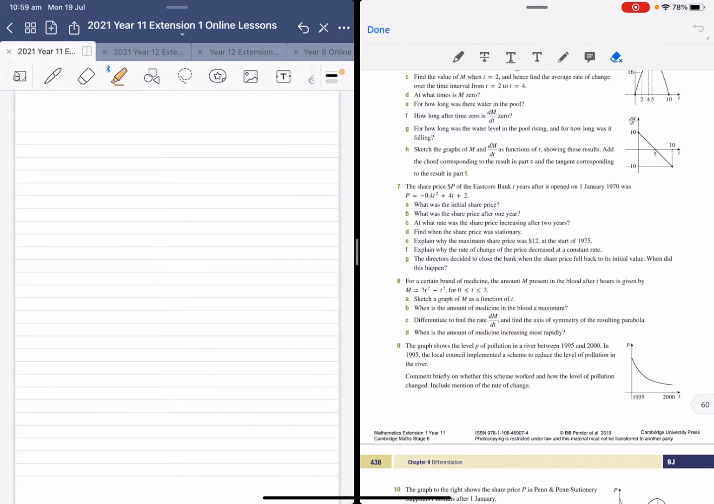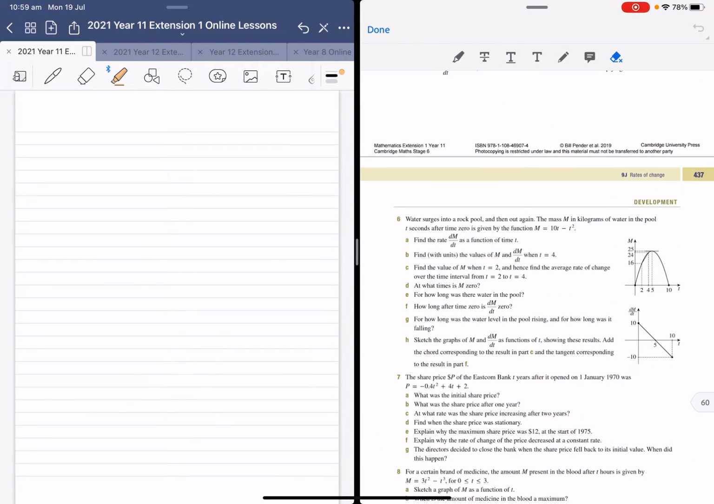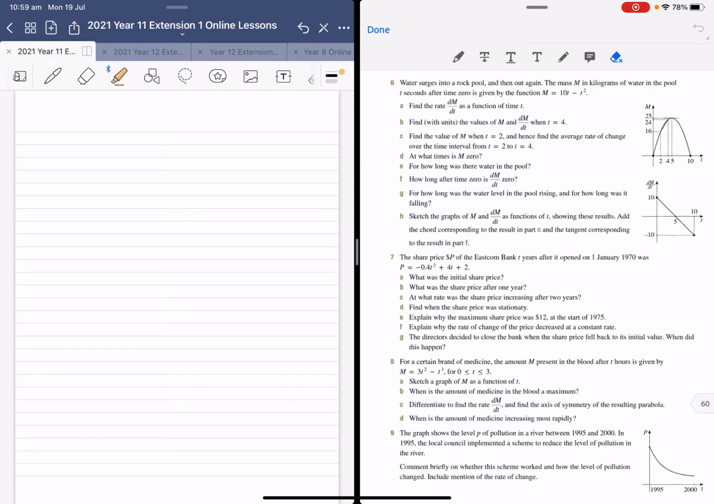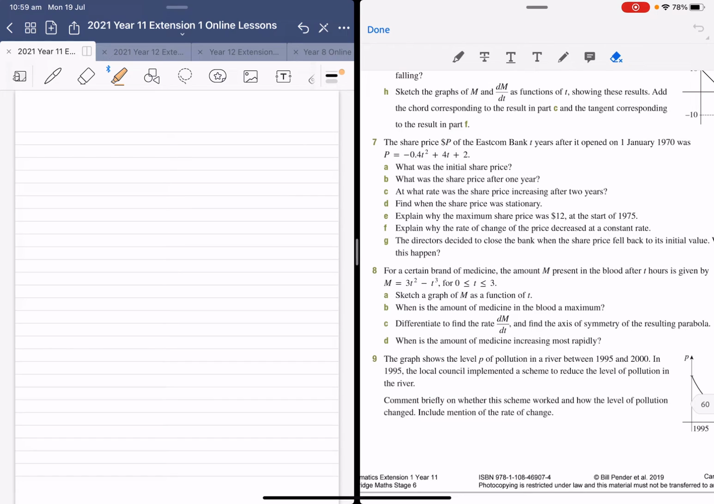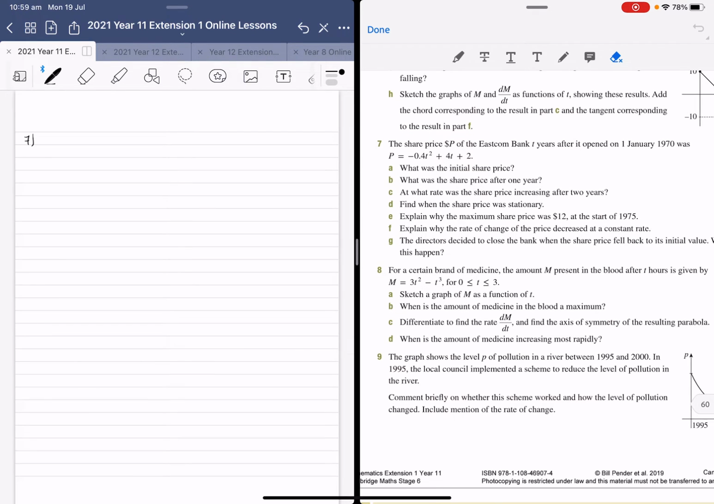So let's have a look at question 7. The question says the share price P of the Eastern Bank, 2 years after it opened on the 1st of January 1970, was P equals to... So I don't need to know any other information apart from this function here, which is more important.